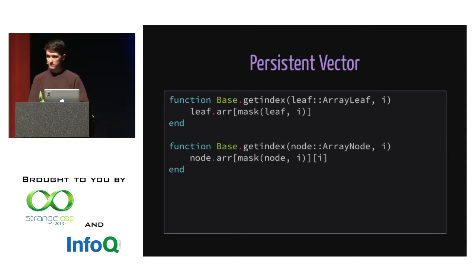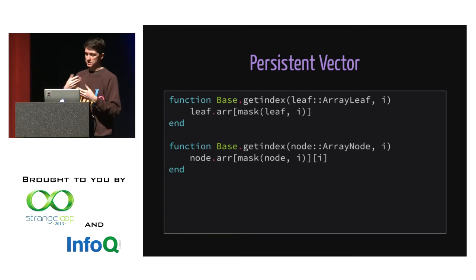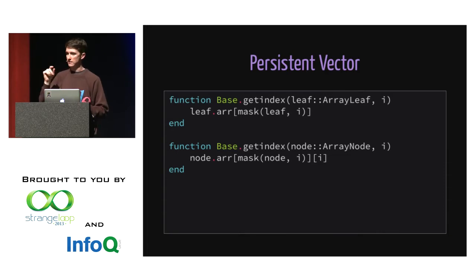There's a recursive case if we're in a node, where we have to mask the node index correctly, but then we also make a recursive call. Notice that there's this extra bracket of I, and that's because when we access an element from the array node's internal array, we're going to get back another bitmap trie, and we want to continue down until we get to the very bottom and actually access an element.